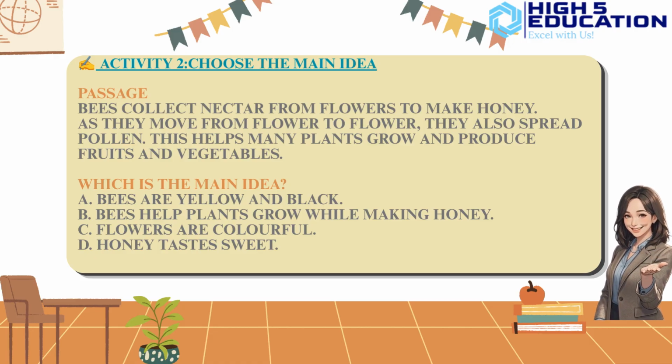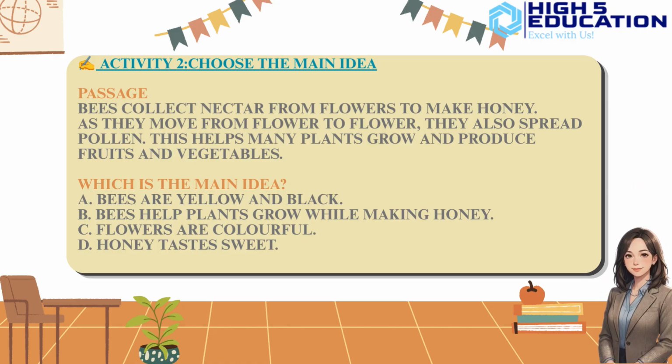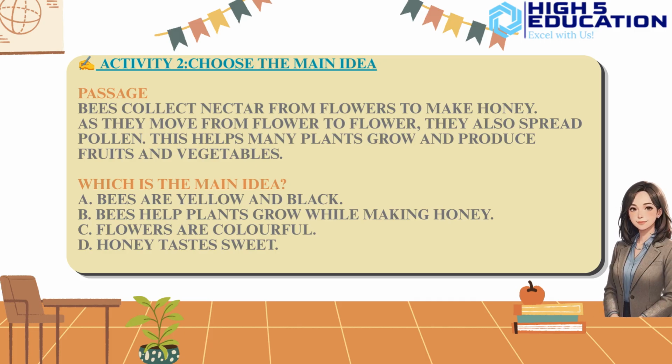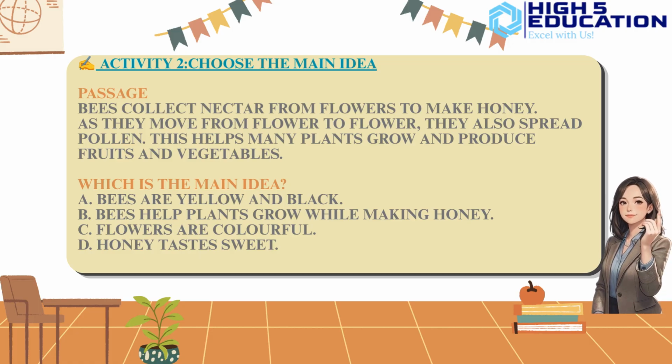Now, let's look at the choices. A. Bees are yellow and black. B. Bees help plants grow while making honey. C. Flowers are colorful. D. Honey tastes sweet. So the correct answer is B. Bees help plants grow while making honey. Excellent work. Remember, the main idea is the big message that connects all the important details in the passage.